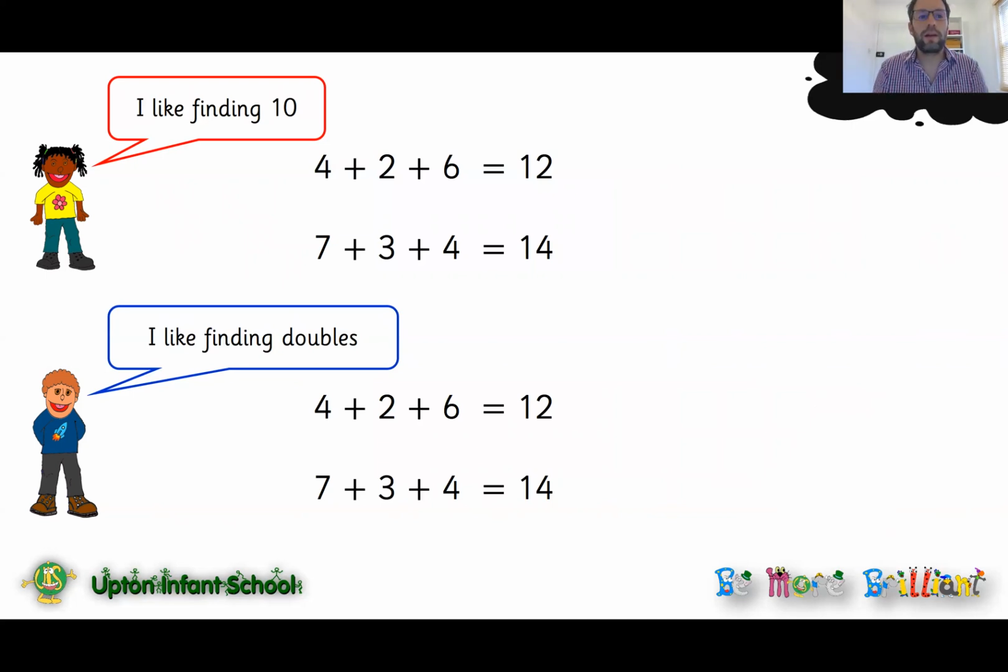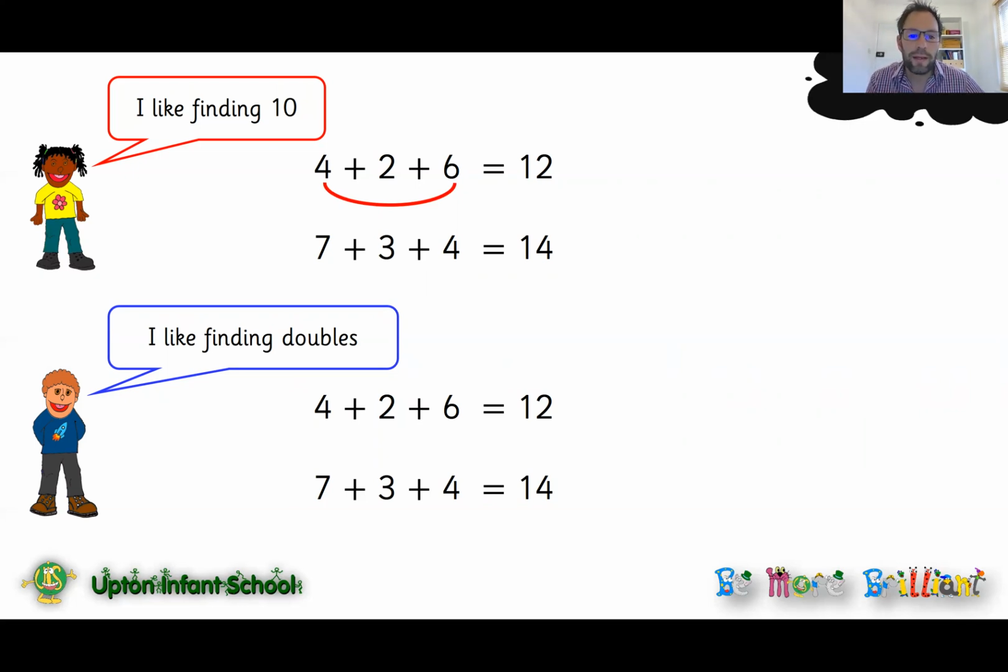Okay, let's have a little look. So we'll start with Poppy's way. She likes to find 10. So in the first calculation, we've got 4 add 2 add 6. Can you make 10 out of any of those numbers? Oh, look, I know what we can do. 4 and 6 makes 10, and then we can do 10 add 2 is 12.